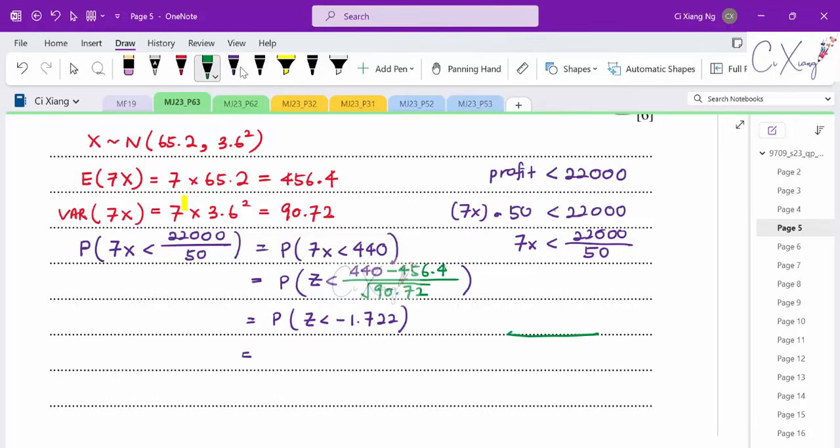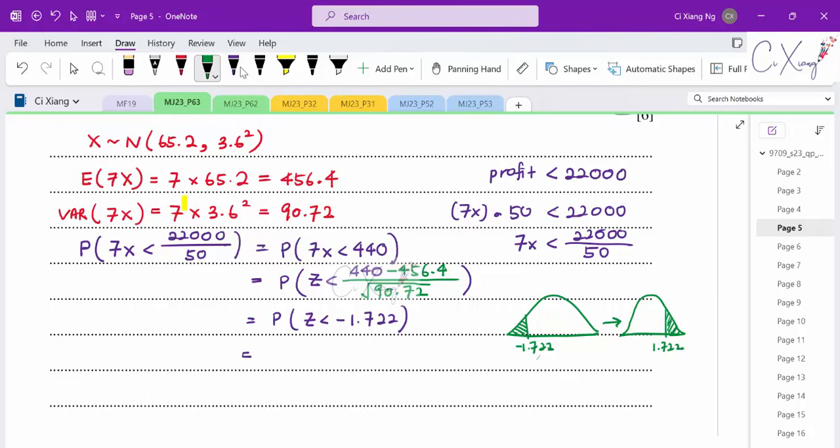In your mind, maybe you have to imagine the area that you want to find. This is negative 1.722. They want you to get this probability or this area. But in my normal table, they didn't provide any probability for negative values of z. Therefore, I need to imagine the same area for the positive value of z, which means I'm having 1.722 on the right hand side. This is the same area that I want to find.